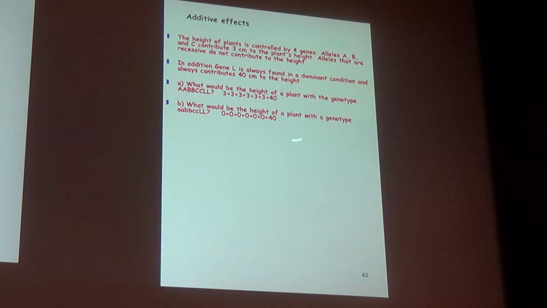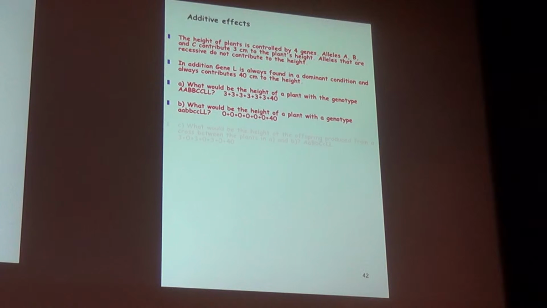Okay, now you could have a plant that's little a, little a, little b, little b, little c, little c, big L, big L. This will be 0 plus 0 plus 0 plus 0 plus 0 plus 0 plus 40. So it will be 40 centimeters. And then it can get complicated.